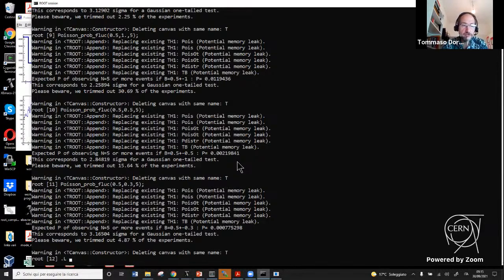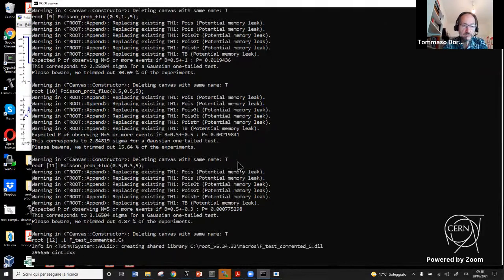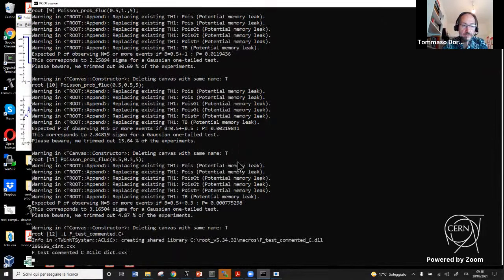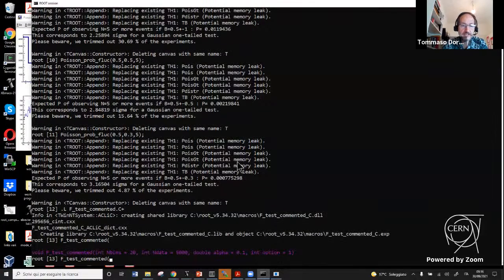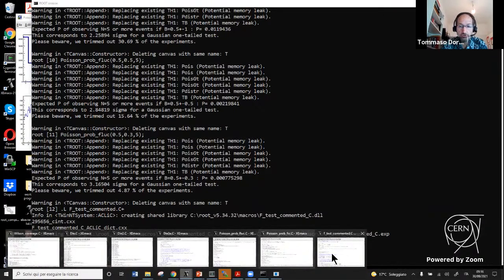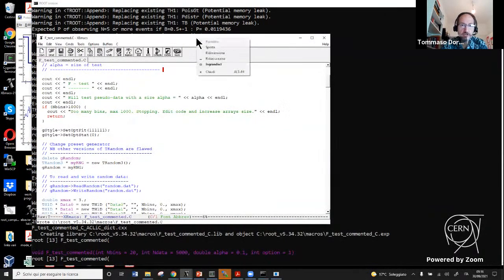I will load the ftest commented.c, I think. This is how it's called. And in this macro, I need to pass the number of bins of the histogram that I want to study, the number of data that I'm going to fill in this histogram, and a type 1 error rate. And then I have an option. So rather than pondering what this means, let's look at the code. And the code is here.